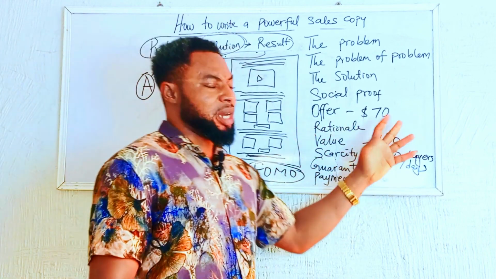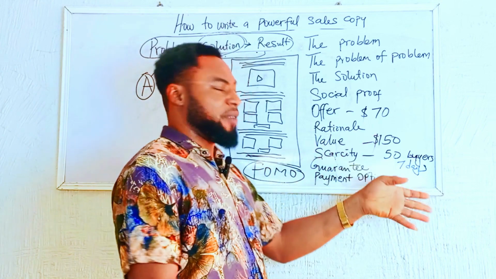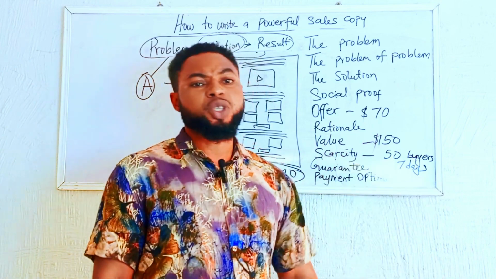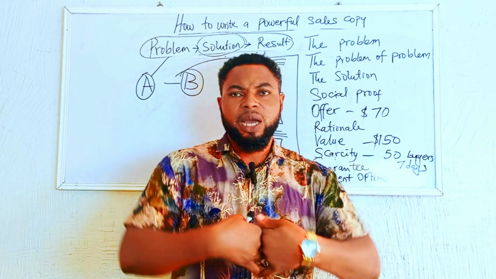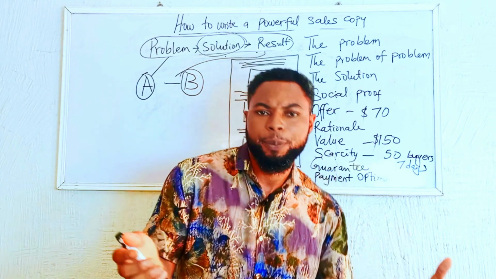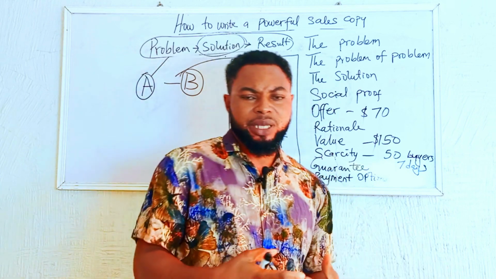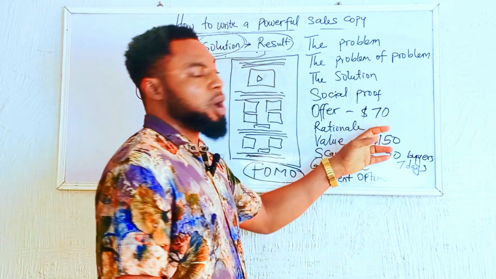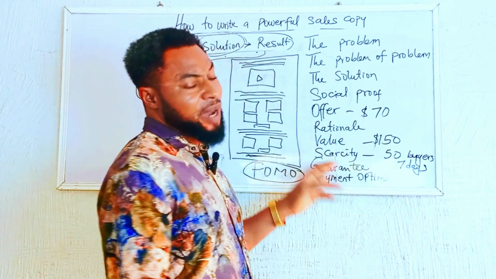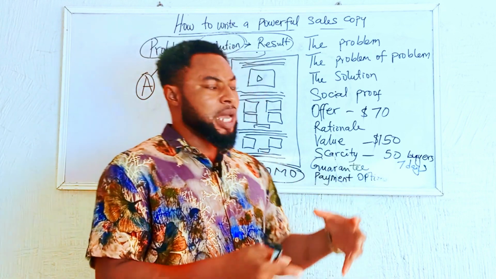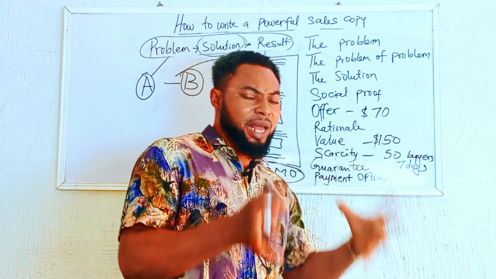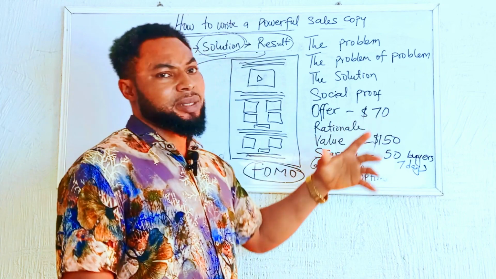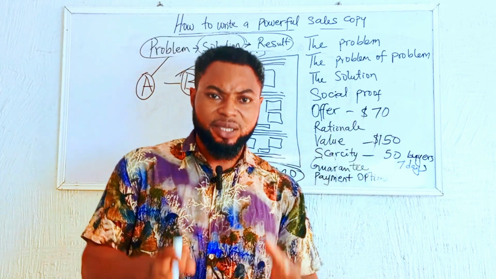And then you have a rationale, there is a particular reason why you are giving them this offer. Maybe because you've had the same problem before, and then you feel like you want to help more people. You want to give back to the community that helps you, get rid of the problem. It could be your rationale. And then tell them the value, because you are Santa Claus, and that is why something of $150 in value, you are giving it to them as $70, which is a steal.